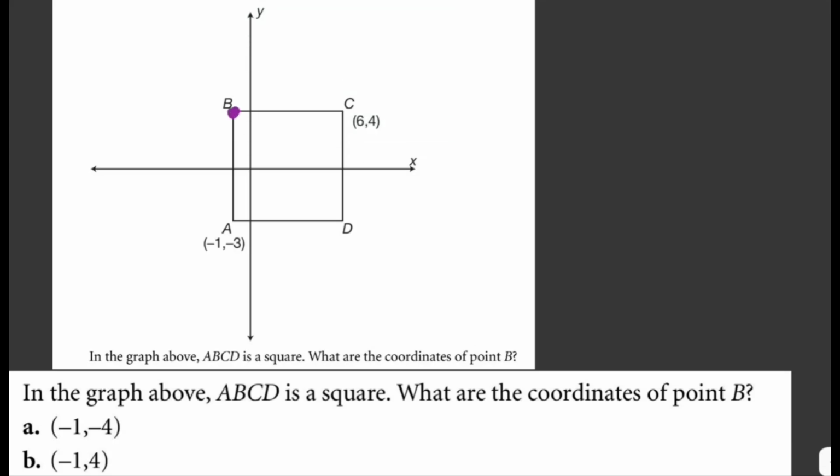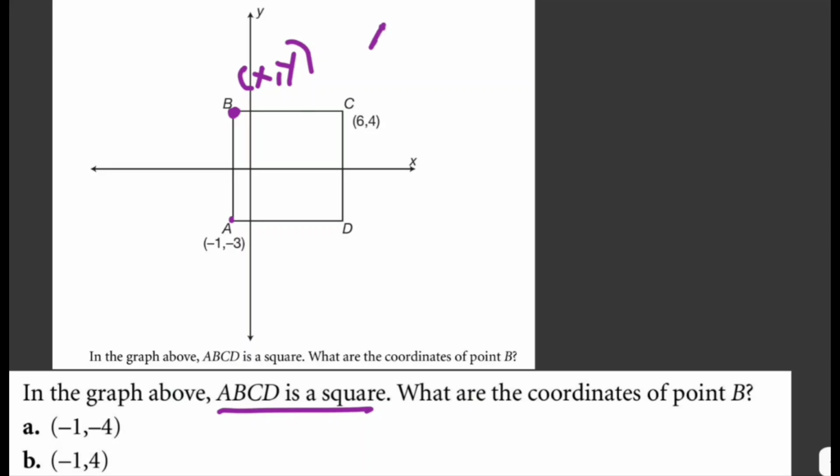So we need to find the coordinates of point B. That means the value of x and y. And it says here in the problem that ABCD is a square. That means, since it is a square, the sides are equal. So from point A to B, that one is equal to BC, CD, and AD.